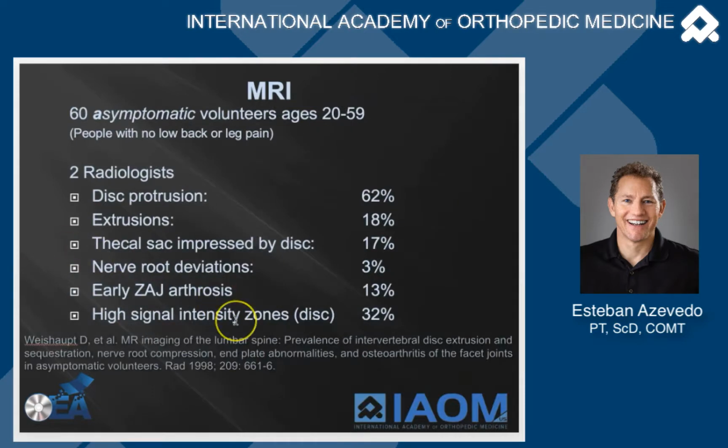Here's another study. This was back from 1998, 60 asymptomatic volunteers aged 20 to 59. Two different radiologists read these, and about 60% had disc protrusions, 18% extrusions, 17% of them were pushing on the thecal sac, or the covering of the spinal cord in the low back regions. The nerves were pushed over in 3% of the population, early arthritis or arthrosis of the joints of the back in 13%, and disc tears that show high intensity zones in 32% of people. All these people had no back or leg pain.